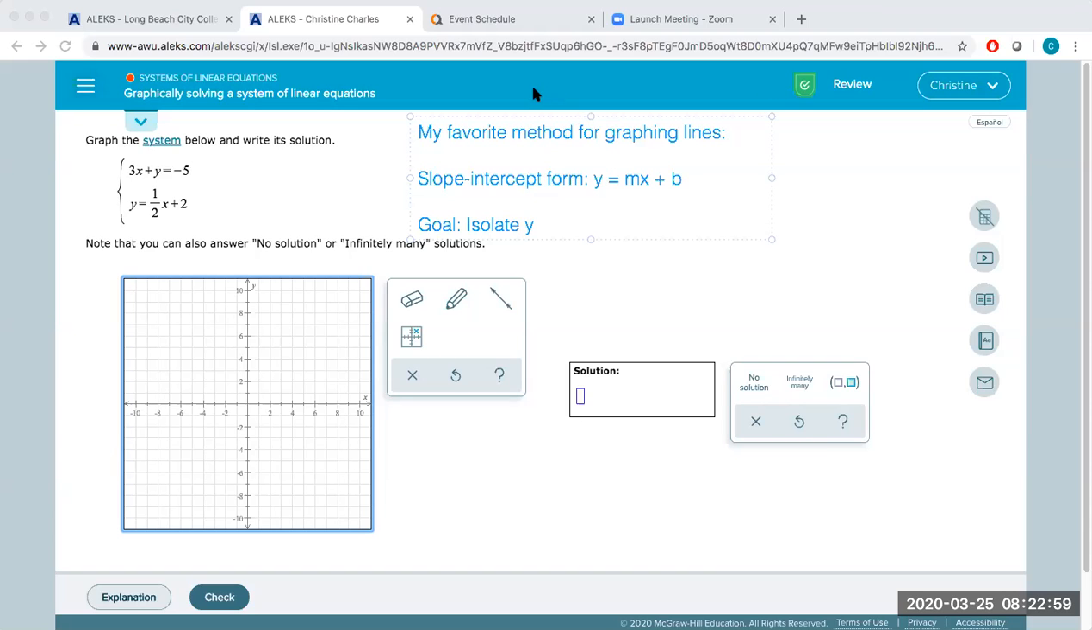So what I want you to note now is that for our line 2, we already have that. So b is equal to positive 2, and m is equal to 1 over 2. Okay, which means we move up 1, right 2.